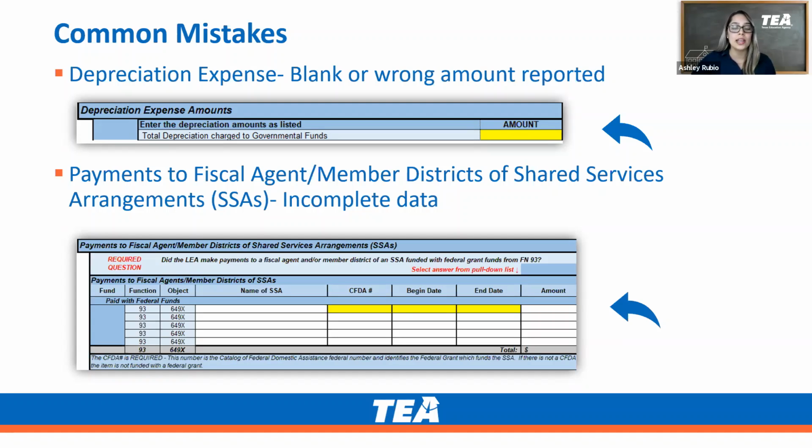And if yes, you will enter all payments made to fiscal agents and/or member districts of an SSA for federally funded SSAs. You will enter the name of the SSA, include the CFDA number, begin and end date, and the amount.